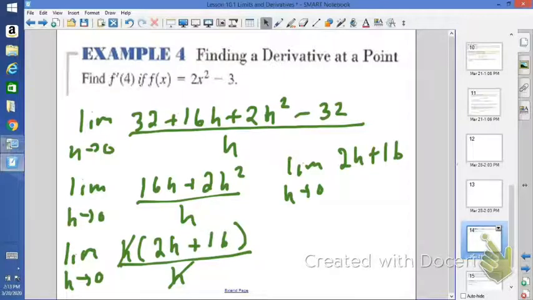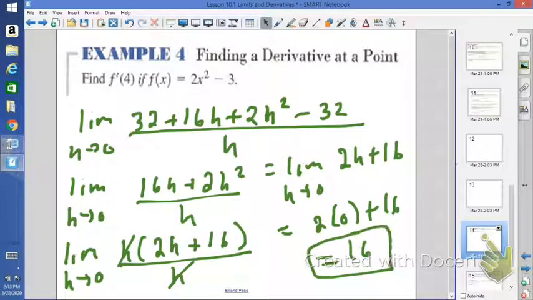Now we can go ahead and plug 0 in for h. So when we do that, we get 2 times 0 plus 16. That gives us 16. So f prime of 4, finding the derivative at the point, is going to be 16.